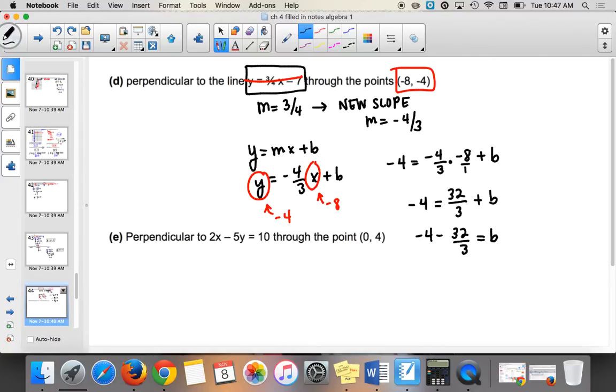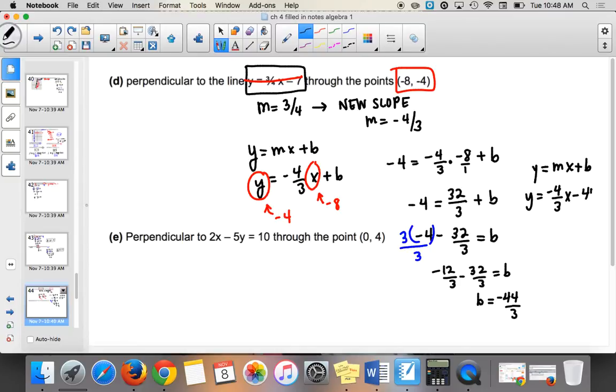Yeah, what do you think? You could get a common denominator. We get a common denominator. We multiply by 3/3. So we're like, okay, well, I have -12/3 minus 32/3, which gives me -12 minus 32, -44/3. Do we see it? So when we write y equals mx plus b, we now know our m and our b. So it's going to be y equals -4/3 x minus 44/3.